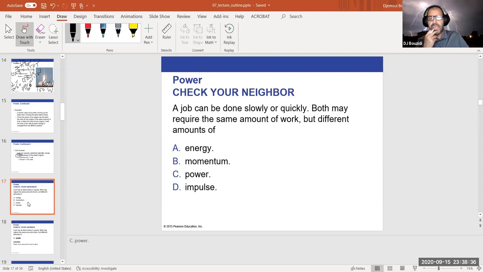A job can be done slowly or quickly. Both may require the same amount of work, but different amounts of what? A job can be done slowly or quickly. So it's the same job. So in this case, it's the same energy. We don't know anything about momentum in here. Okay. The answer in this case is power, if it's the same job, okay?